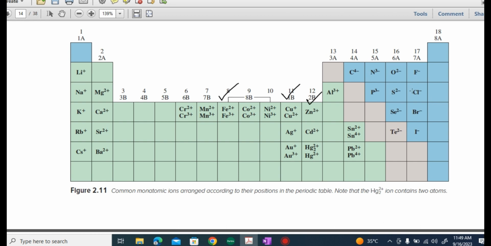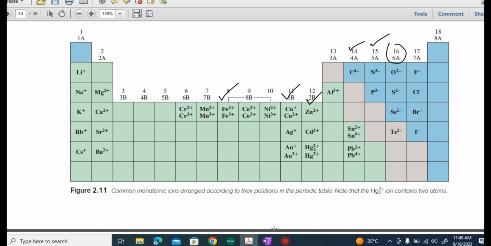For non-metals, just remember group 7 requires 1 electron and they will gain 1 electron, becoming a 1 negative charge ion, all of them. Group 6 always gains 2 electrons and acquires 2 negative charge. Same is the case with group 5 and then group 4. But mainly focus on these 3 groups, 17, 16, 15, or group 7, 6 and 5, whatever you are calling it.